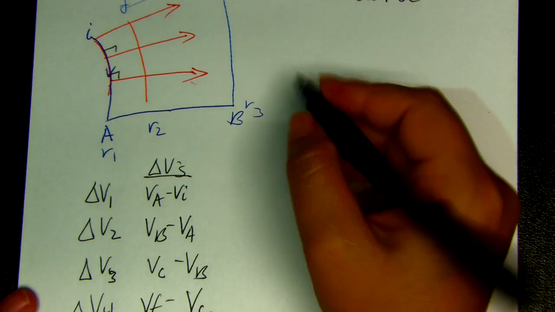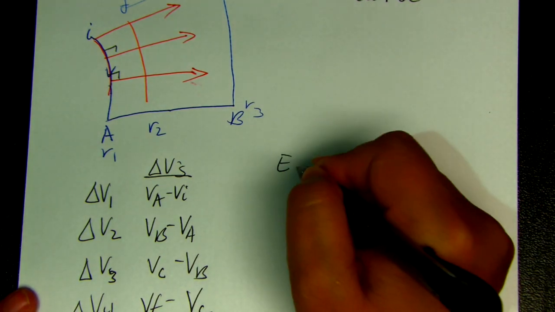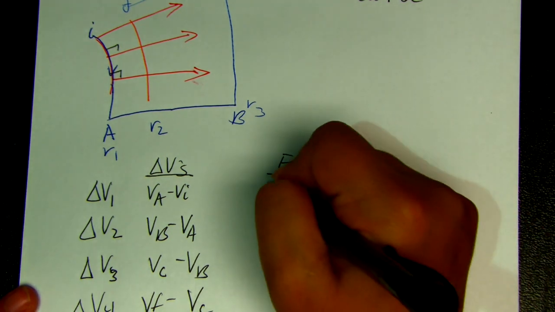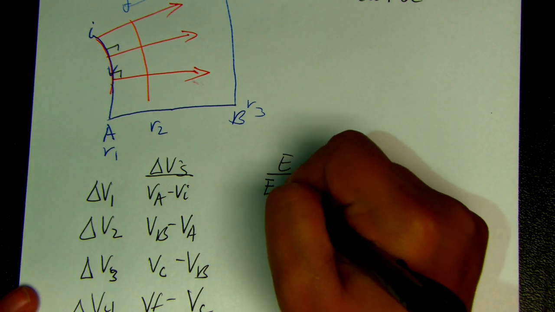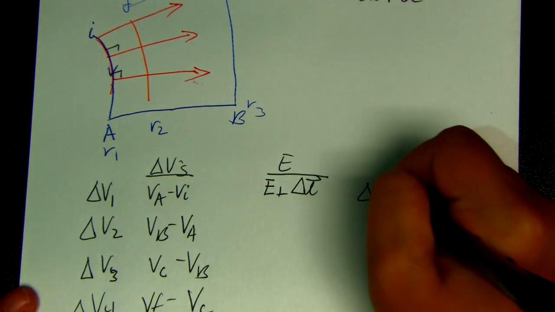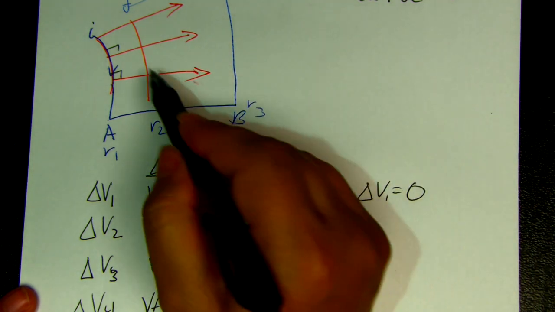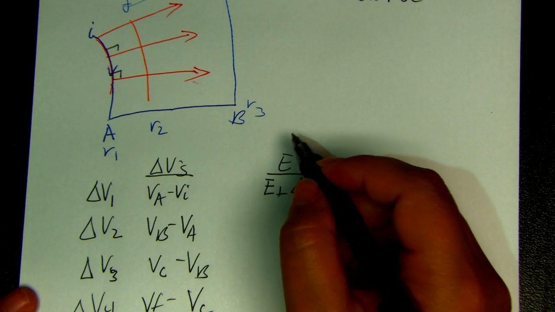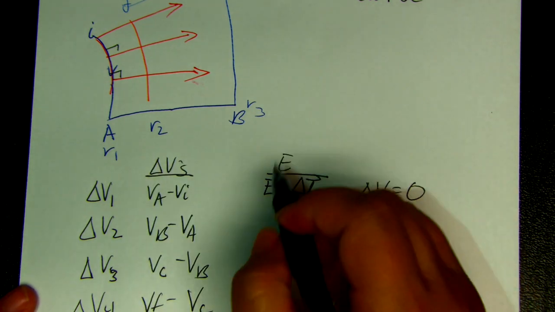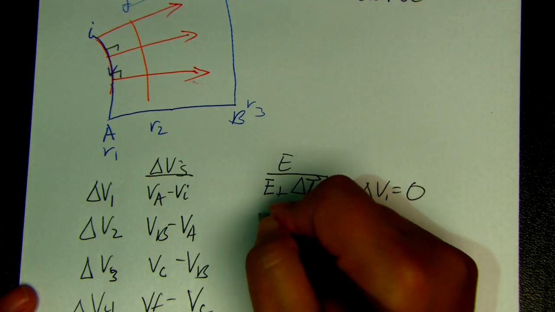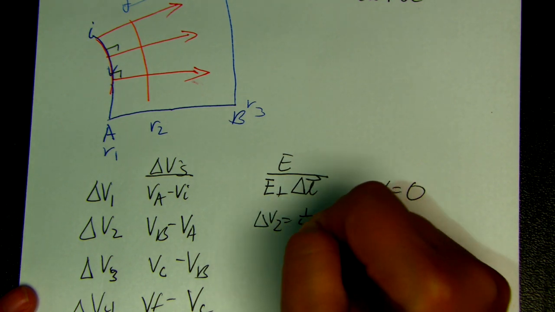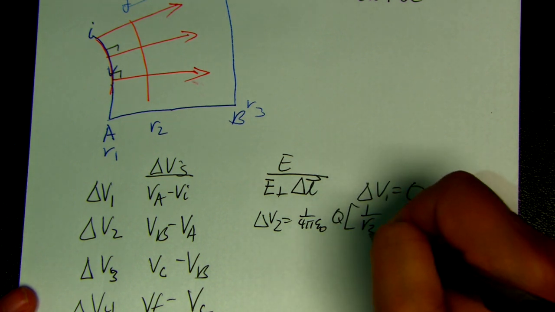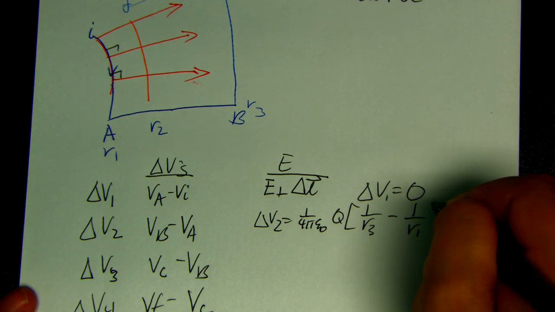Okay, so looking at the solutions, we have here that E is perpendicular to delta L, so delta V1 is equal to 0. So you can see that here, it's just going perpendicular, that's easy. Okay, for V2, that is A to B. So then we have delta V2 is equal to 1 over 4 pi epsilon naught Q times 1 over R3 minus 1 over R1.